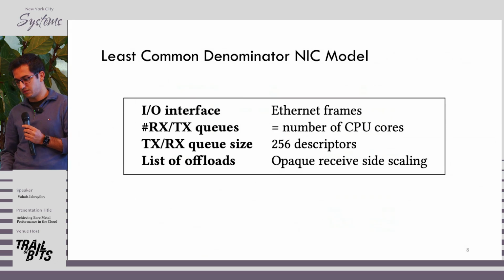The common set of features that are available in all the modern kernel bypass clouds like AWS, Microsoft Azure, and GCP. We did a survey across the VM instance types that they are operating and came up with this table in the paper. We defined that Ethernet frames should be the standard I/O interface instead of RDMA verbs and so on, because it is not generally available across the instance types. Also, the number of receive and transmit queues should be equal to the number of CPU cores, as well as per receive and transmit queue there should be at max 256 descriptors.